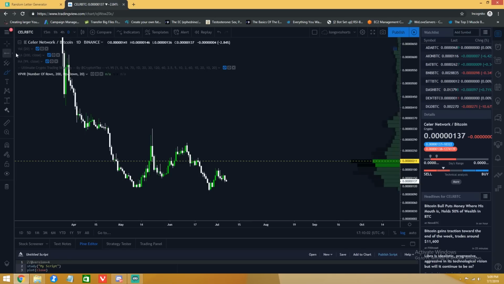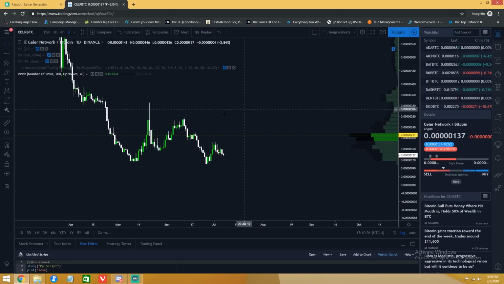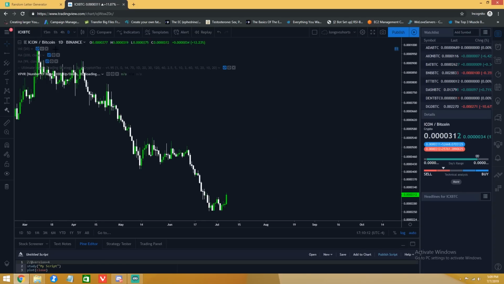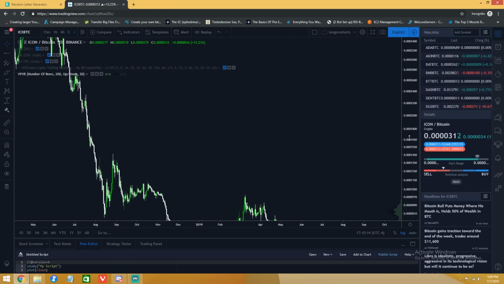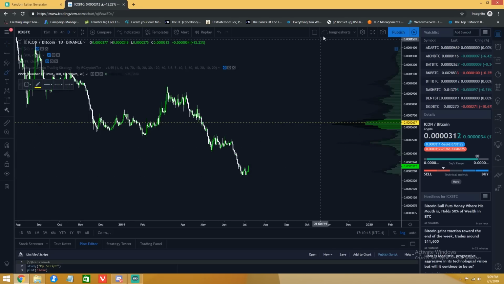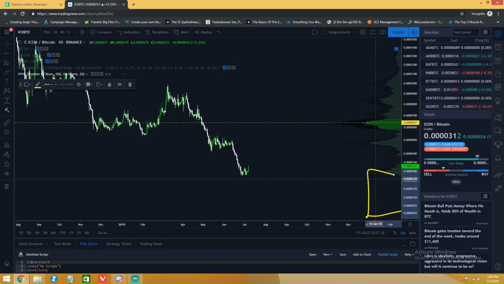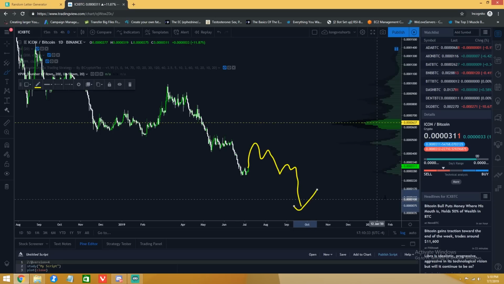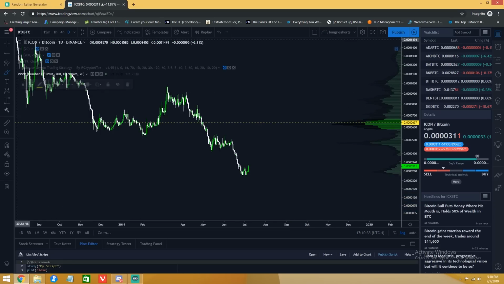One thing, the VPVR is not really useful when a coin is in price discovery. I'll do this one manually. What I mean by price discovery is that the coin is either making new highs or, in this case, new lows. You can see here that this project has never traded below here. So let's say we bounce here, get back here. If we were to break that, and I'm not saying we are, then this tool will not help us.